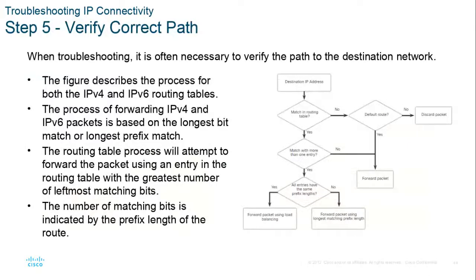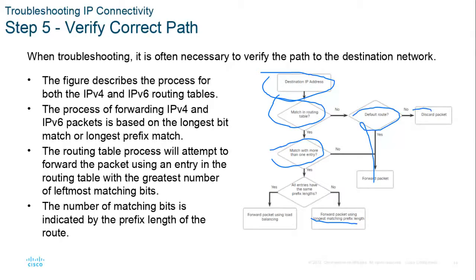So let's verify our path to the destination network. When a router receives a packet, it looks at the destination IP address in that packet and says, do I have an entry in my routing table that matches that? Well, what if I have more than one that matches? I'll use the one that has the longest match. If they both match, I'll do load balancing. What if I have no match? If a default route has been established, I'll forward the packet. If no default route has been established, I have to drop the packet.